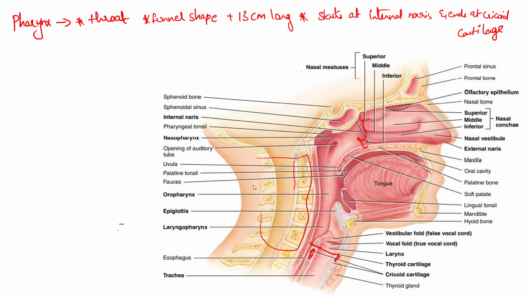And it consists of two layers of muscle. The outer layer will be circular layer. This one is our circular layer and this area is longitudinal layer.